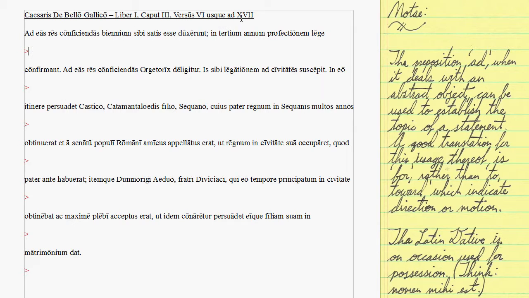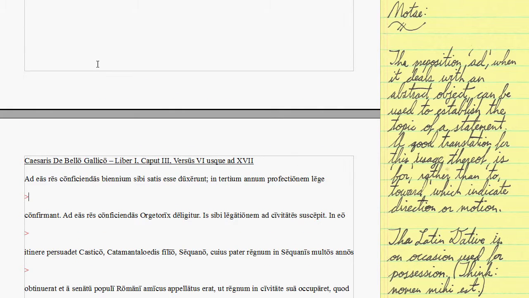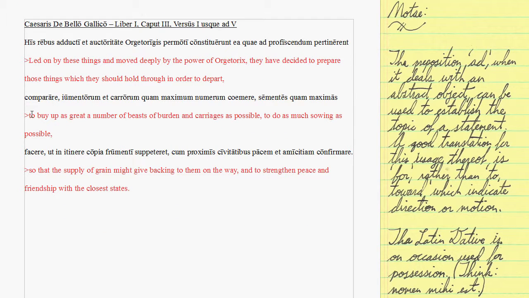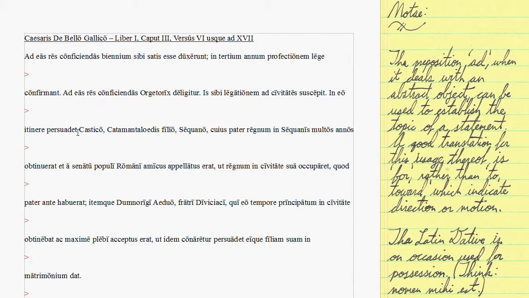Bit of a hefty section today, so I'll go ahead and get started. The first thing we see is this ad eas res conficiendas, prepositional phrase, and we're talking about those things to be done with that gerundive there. And those things to be done are the actions they discussed in the previous selection, talking about doing some sewing and buying up some materials and getting some supplies and grain, etc., etc.